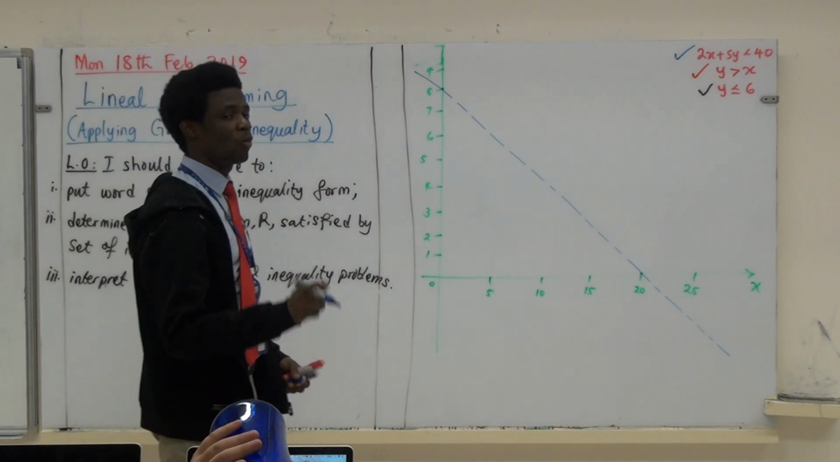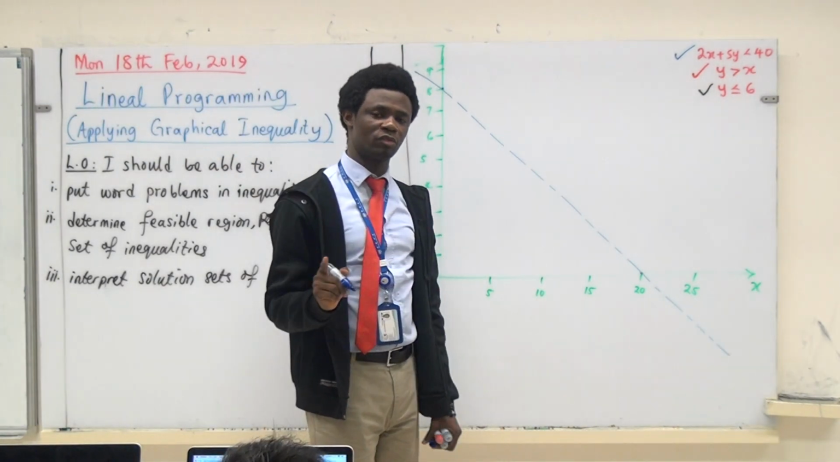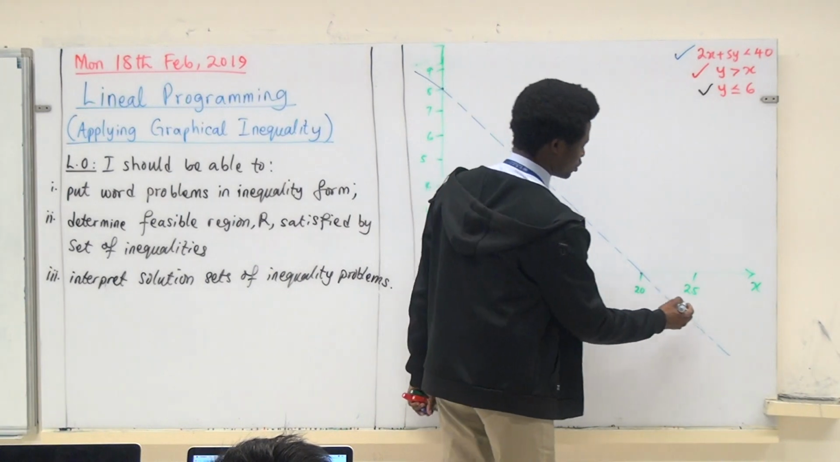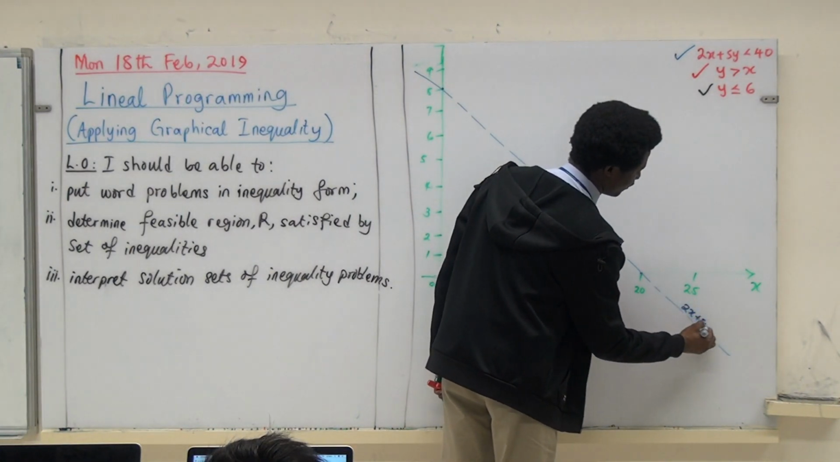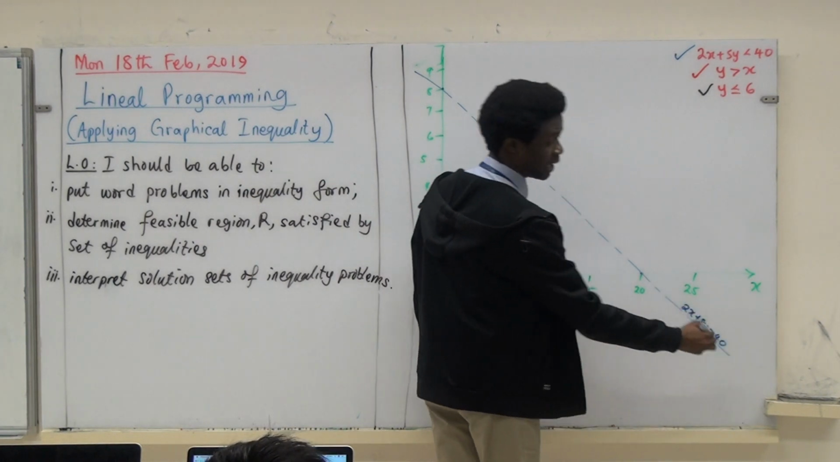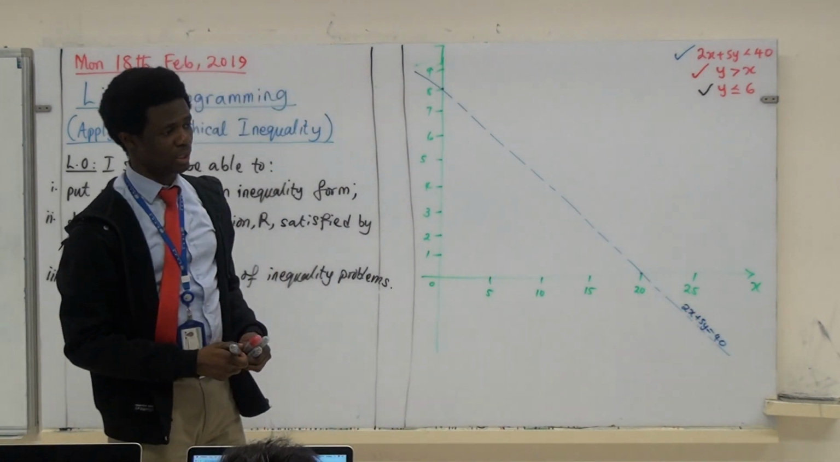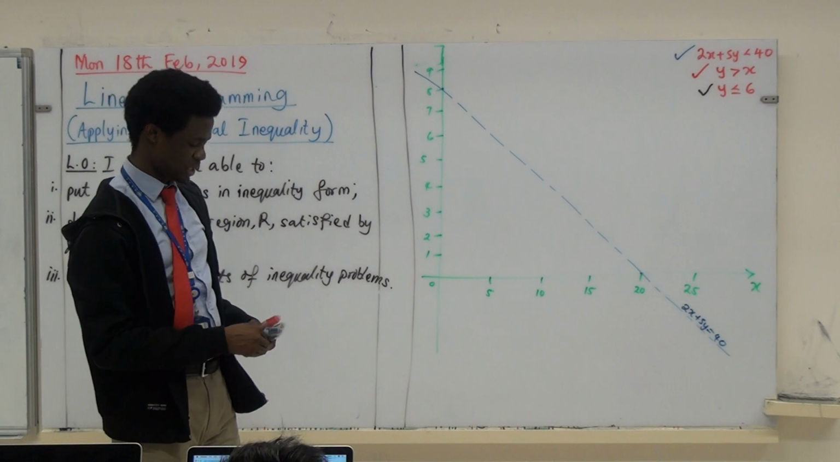Anyway, what I will also do, because this is one of the reasons some of you make mistakes, is to write the equation of the line. This line is 2x plus 5y is equal to 40. That's the line. Okay? Please pay attention.